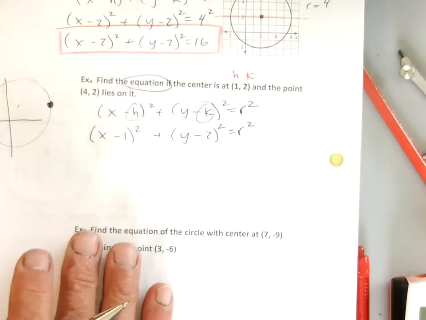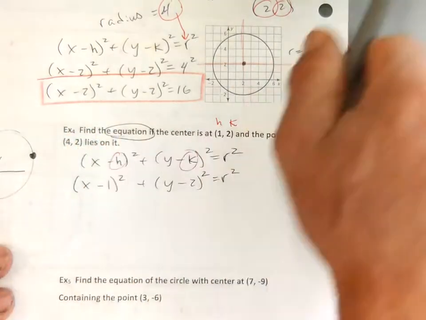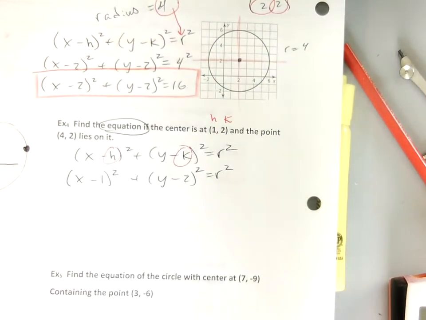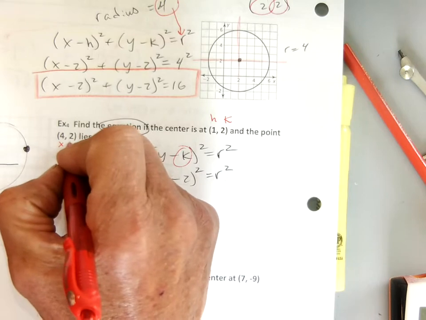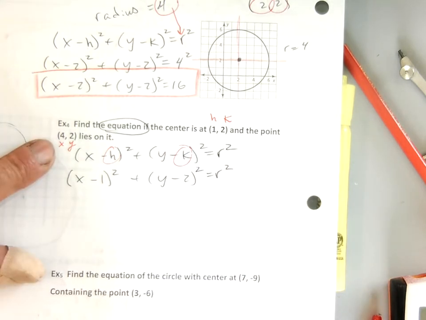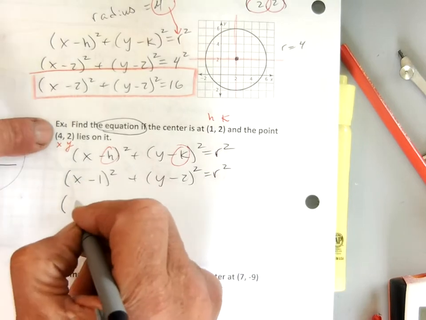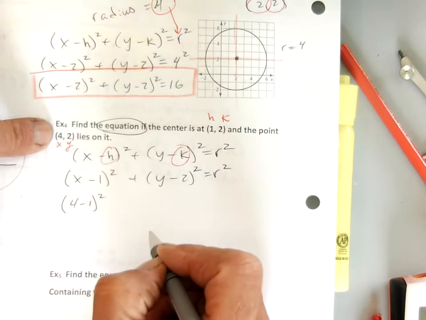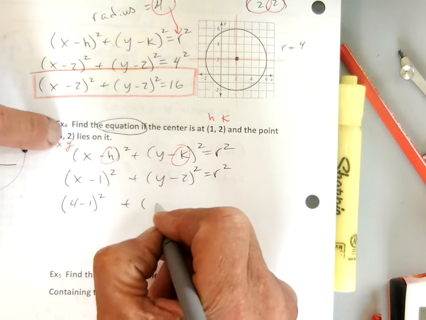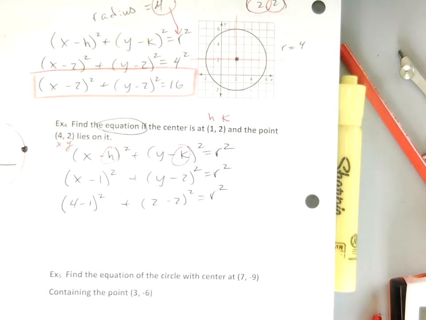Now, if you don't graph it, or if you're not sure, we could do it another way. We're going to take the point (4, 2) and plug it in. Every point's got an x and a y value, correct? So if I plug in the 4 and the 2, I'm going to get (4 minus 1) squared plus (2 minus 2) squared equals r squared. And then I'll be able to find out what r is, right? Or r squared.